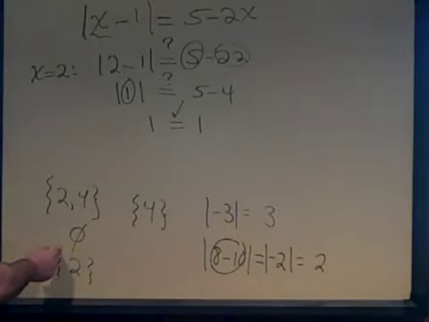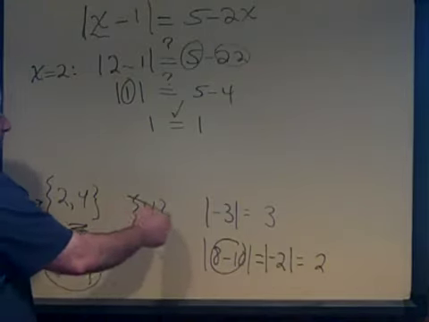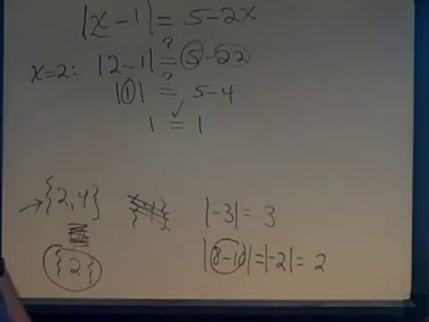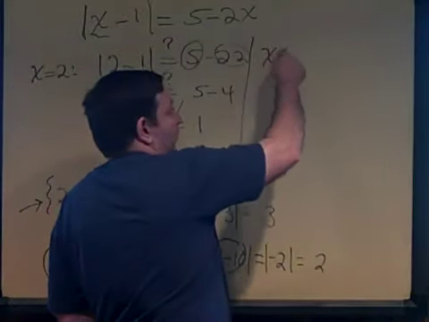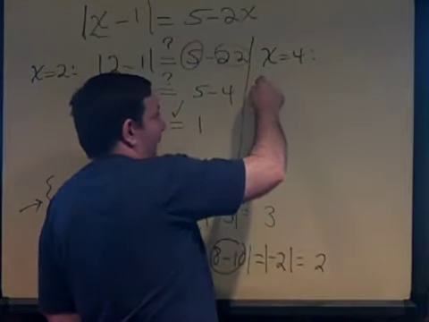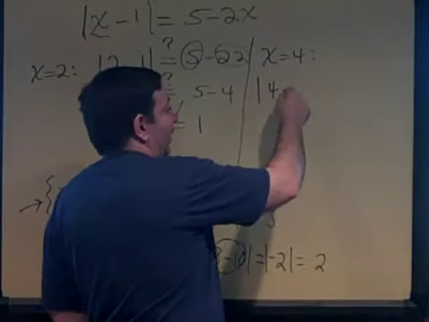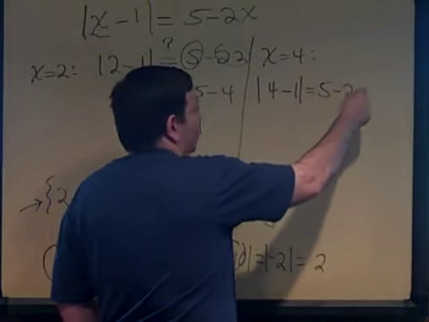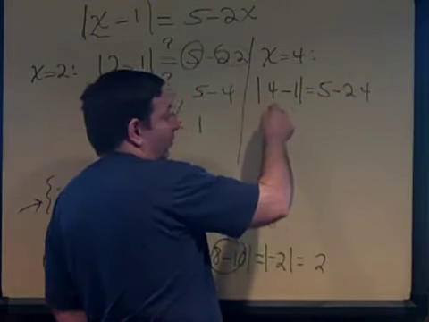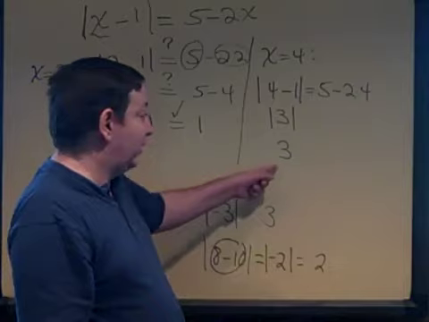So at this point, either this is the answer or that's the answer. It clearly isn't the empty set, and it clearly isn't just the number 4, because 2 worked. So now we're going to try the same thing all over again when x is 4. The absolute value of x minus 1, does it equal 5 minus 2 times x? 4 minus 1 is 3. The absolute value is 3. When I write 3 down without a sign, it looks like that.